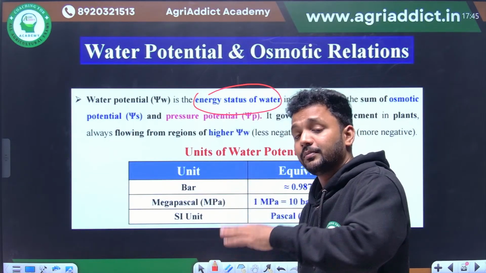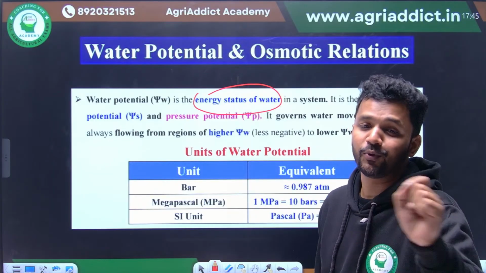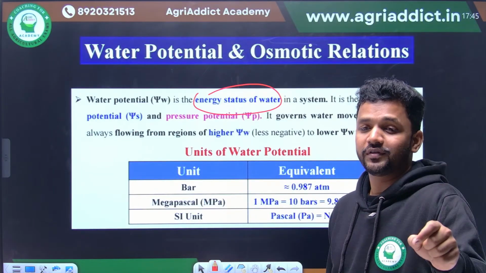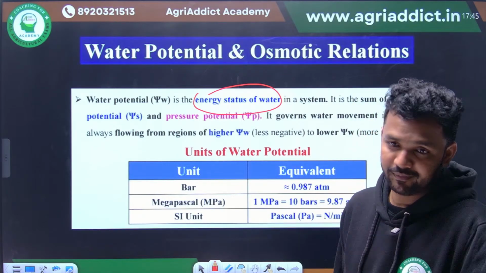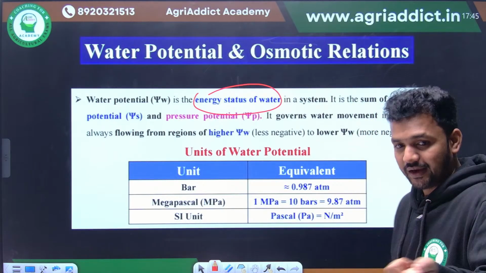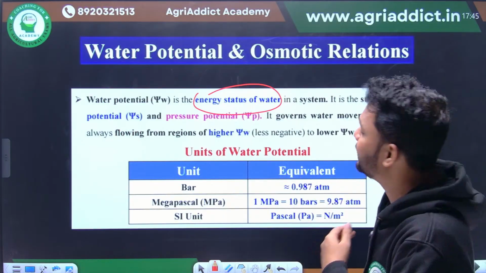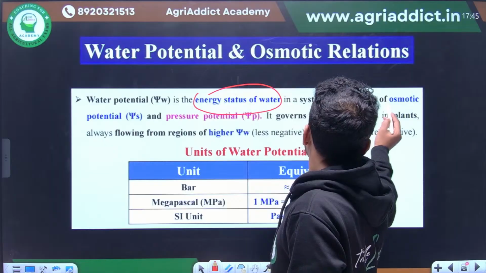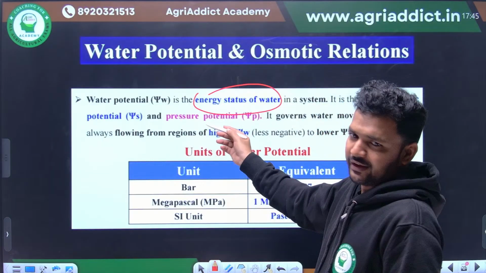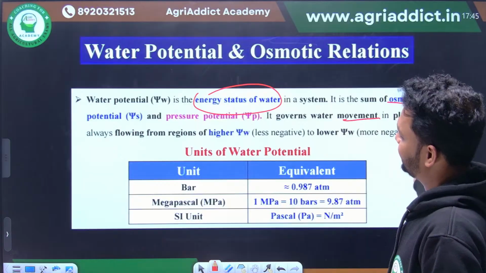And now many students get confused in the sign. Will it be negative or positive? Will solute potential be negative or positive, or pressure potential negative or positive? You will get clarity on that now. Okay. Sum of osmotic potential and pressure potential. Here also I have written: it governs water movement in plants.